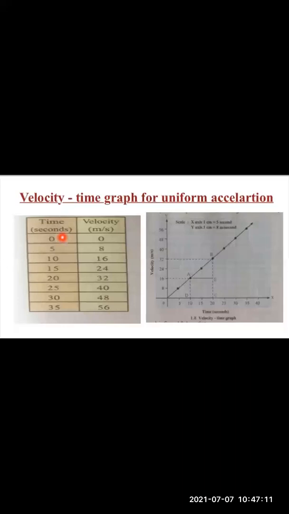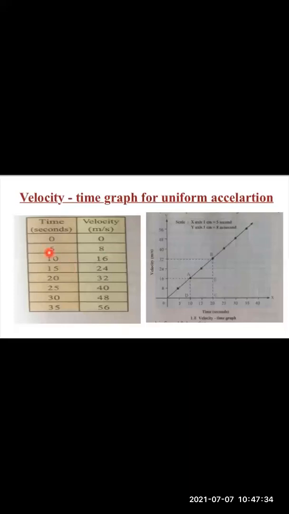Now, if we see the time column carefully, the time is varying in intervals of 5 seconds. You can also say the time is varying in multiples of 5. And you see that after every 5th second, the velocity of the object is noted.